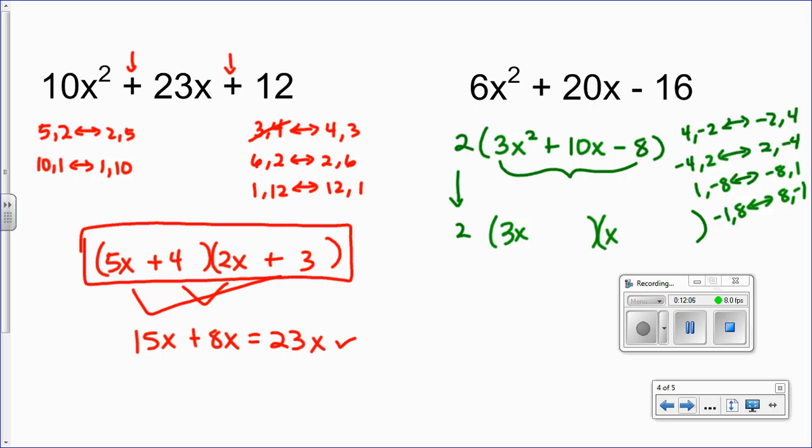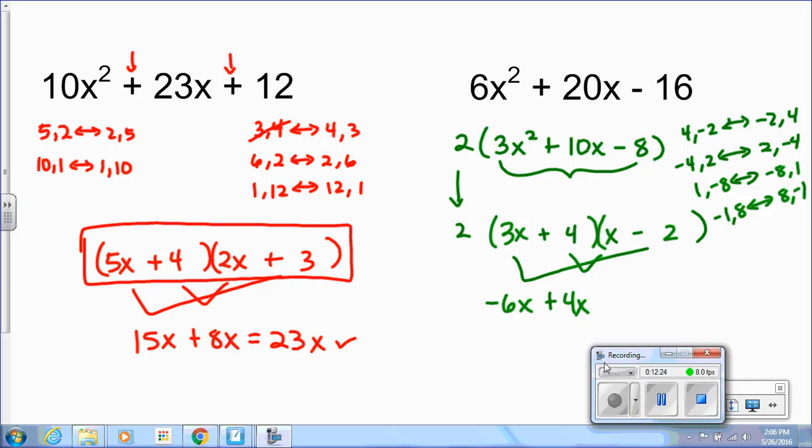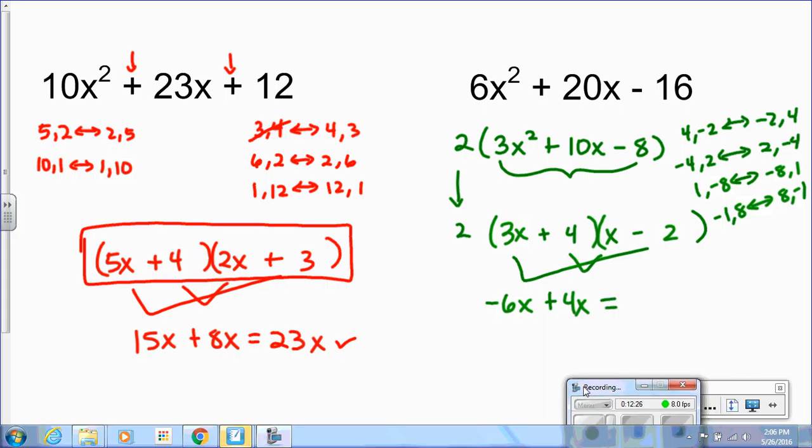So let's just start with the first two, 4 and negative 2. So positive 4, negative 2. So my outer is negative 6x. The inner is plus 4x. And I need that to equal positive 10x. That gives me negative 2x, so that's not right. Okay, so that one didn't work.